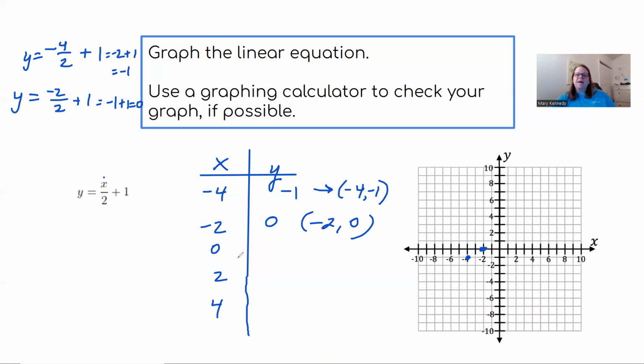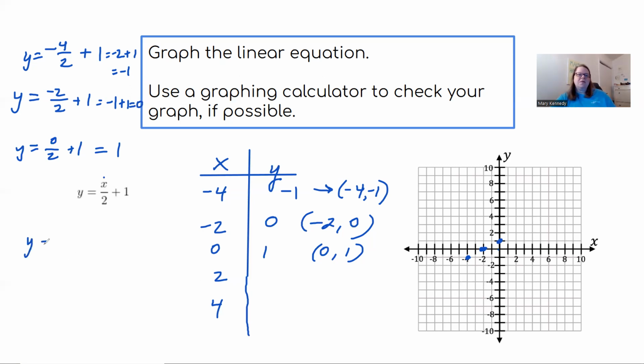All right, at 0, y equals 0 over 2 plus 1. Well, 0 divided by anything is 0, plus 1 is 1. So 0, 1 is our next point. So at 0, we go up 1. And remember, we used multiples of 2 so that we didn't get any fractions here.